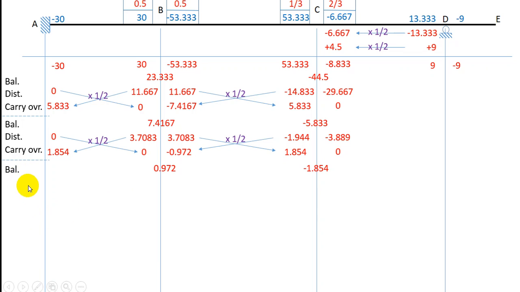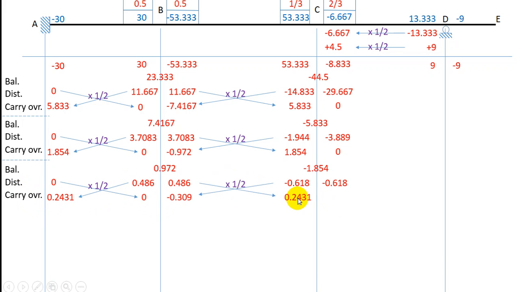The first step is again balancing. We balance this unbalanced moment. Again here we balance the unbalanced moment. Next step is distribution. I multiply it by its respective distribution factor. Same thing here. Third is carryover. We carry it over. And here again 0. Now even if we see these values, these are not small. 0.486 is quite a high value, so we'll have to do another iteration now.